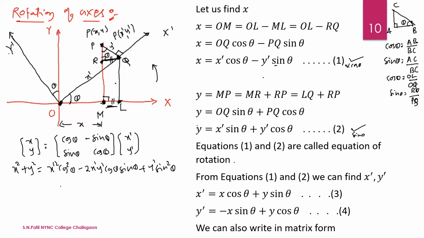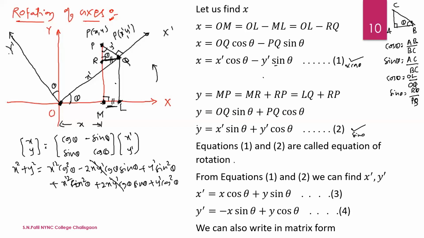And this is x square. Now for y, here this is equation 2, we square it. That is x dash square sine square theta plus 2 x dash y dash cos theta sine theta plus y dash square cos square theta. Now add these, the middle term is cancelled.